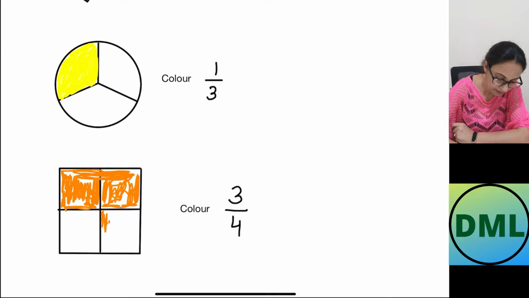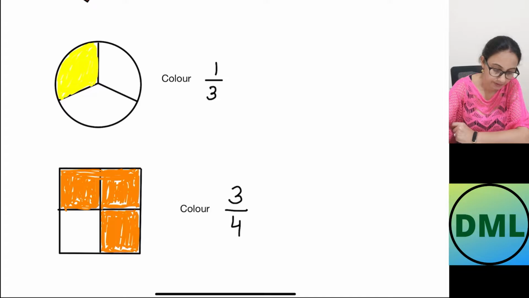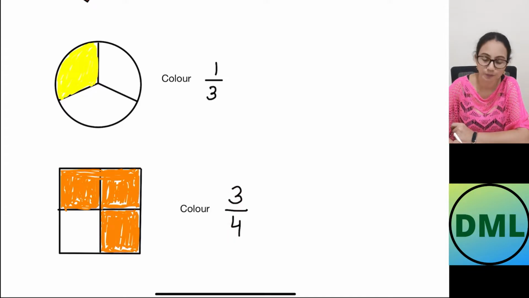And this is my third box I am coloring. I can color any 3 boxes of my choice. So that's the color. You have to fill it. And then you are done. So now I am done with shading 3 parts out of 4 parts.